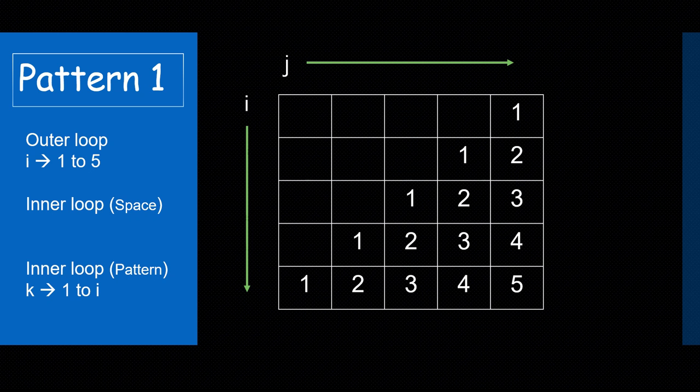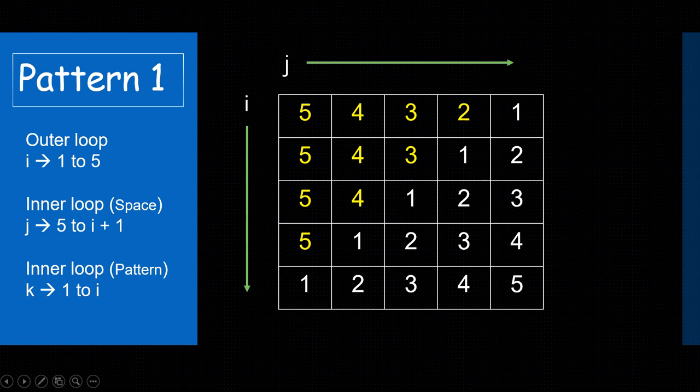The first row should have 4 spaces. So what I have done is I have entered some numbers to make you understand how to write the inner loop for space. You can see I started with 5, 5, 4, 3, 2. This space loop should also be based on the i value, the outer loop. So you start with 5 and end with i plus 1. You can see 5 to, for the first row, 1 plus 1, that is 2. So it will stop at 2.